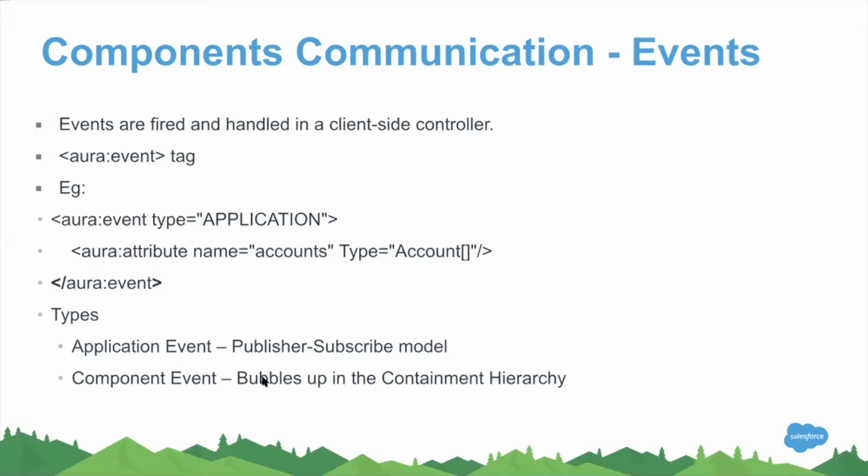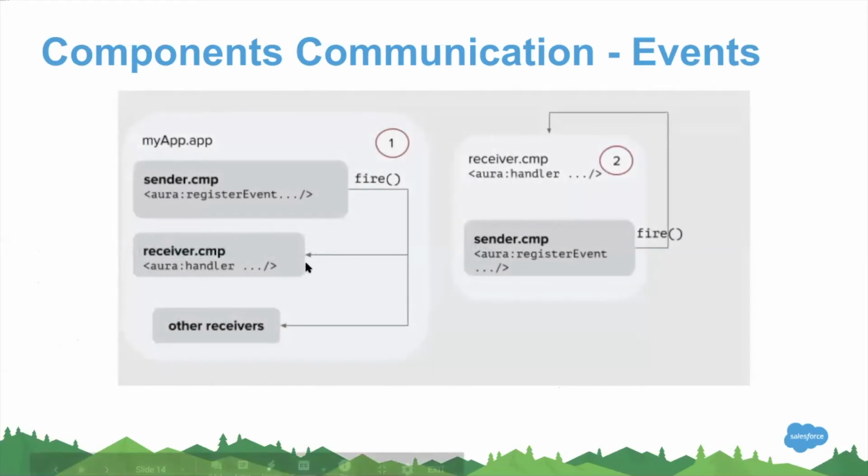Component events usually work in the containment hierarchy, which I'll show now. So let us say I have a parent component and a child component, and the component that is creating the event should have a register event tag, and it should fire the event. The parent that sits on top of it, the receiver, will need to have a handler, so that every time you fire an event, all the handlers that listen for this event can handle the information.